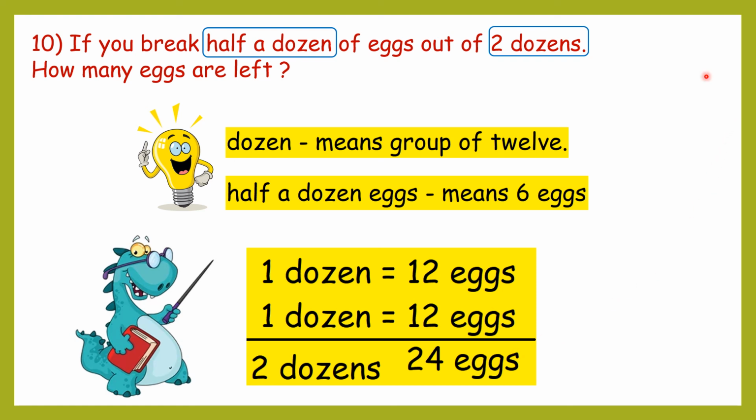Now answer question number 10. If you break half a dozen of eggs out of 2 dozens, how many eggs are left? Remember, half a dozen eggs means 6 eggs.